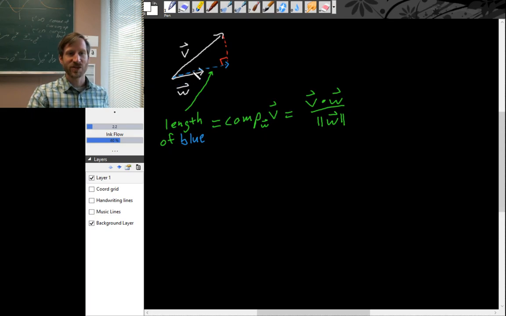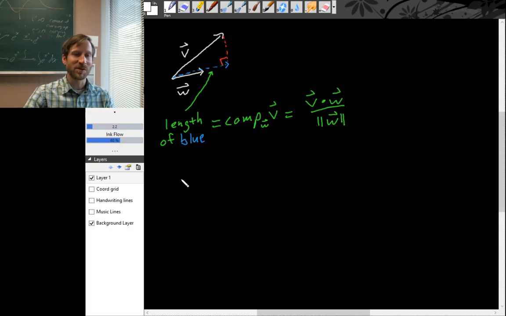We have two vectors, v and w, and if you flatten v down onto w in a perpendicular way, you get this dotted blue side here. And we found that the length of the blue side, which we called comp wv, is v dot w over the magnitude of w.